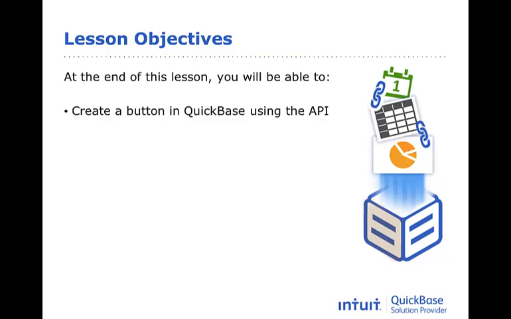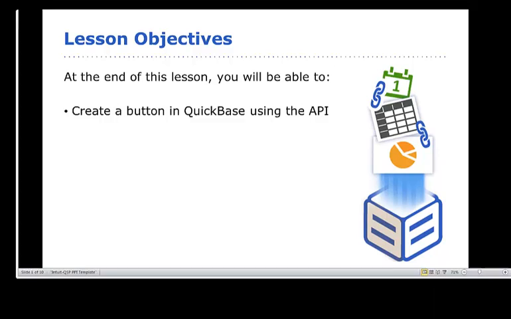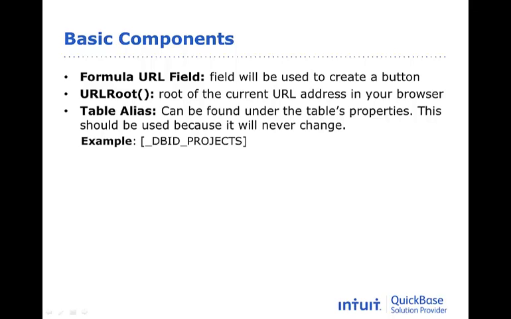In the last lesson, you were introduced to using the QuickBase API. You can also use the API to execute calls from within the application. The syntax for the API call within a formula URL field is a little different than what you see in the API guide. There are a couple of elements that are used when using the API in a formula URL field, as opposed to using the API in a browser or from a server.